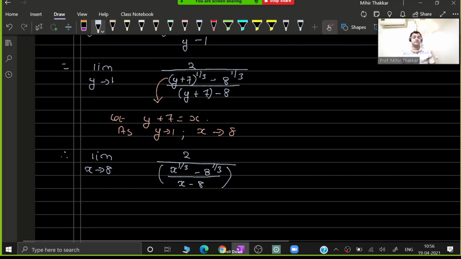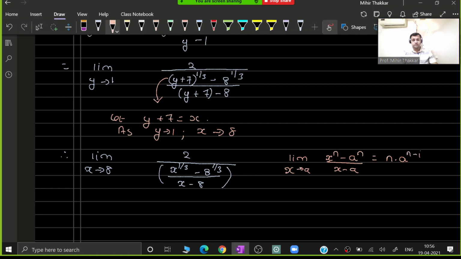So now guys, this is as per our required formula. Limit as x tends to a, x raised to n minus a raised to n divided by x minus a, which is n into a to the power n minus 1. What is a? It is 8. What is n? It is 1 by 3.